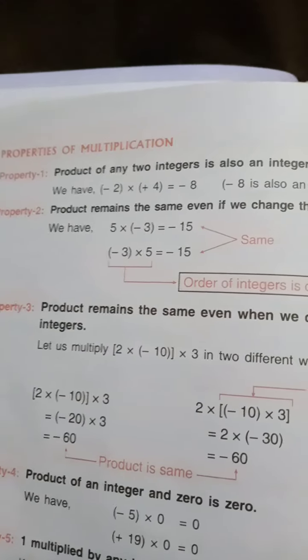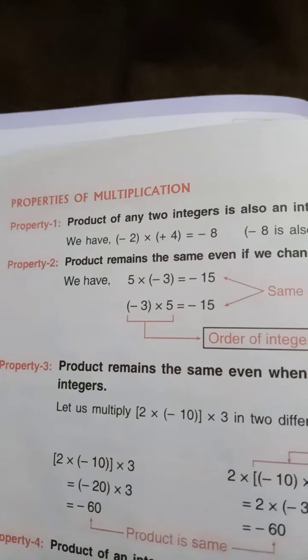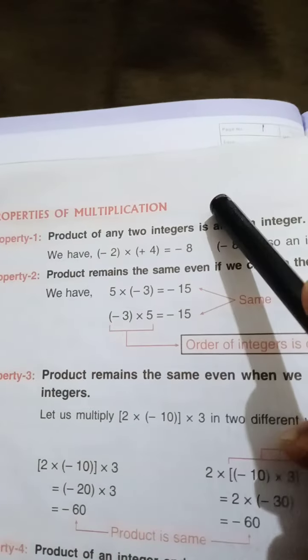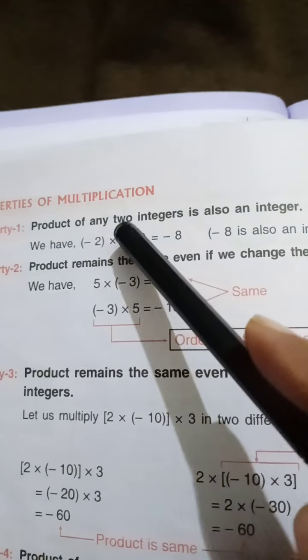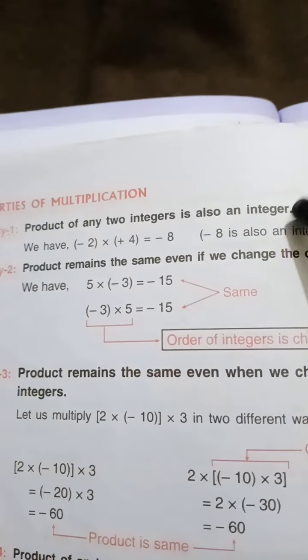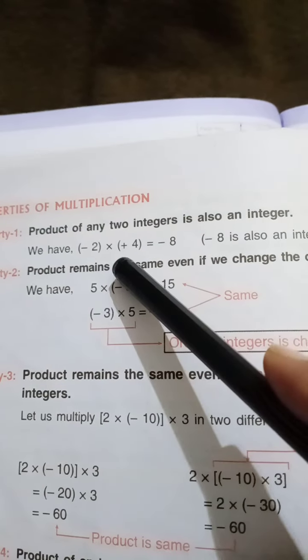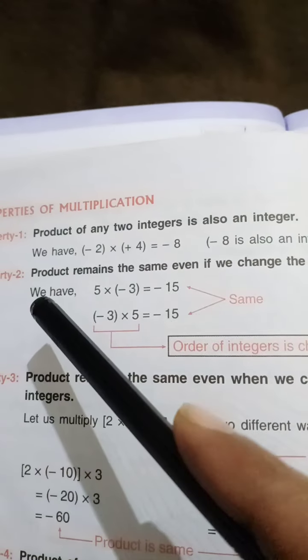Good morning, students. Now we will discuss properties of multiplication. First, the product of any two integers is also an integer. If we multiply two integers, then the result will also be an integer.